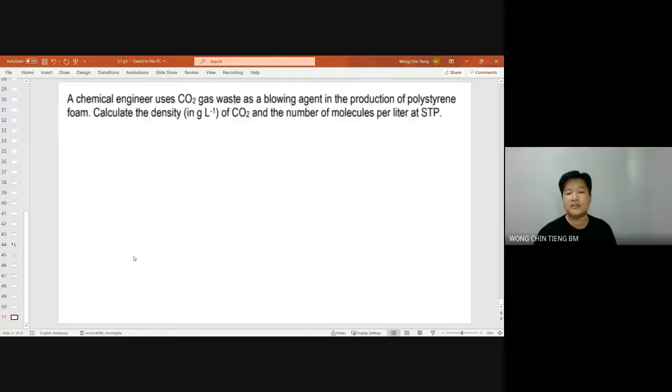as a blowing agent in the production of polystyrene. Calculate the density and the number of molecules per liter at STP.